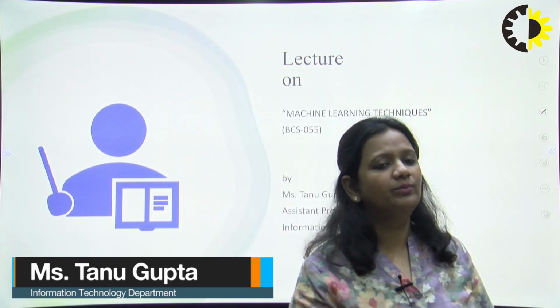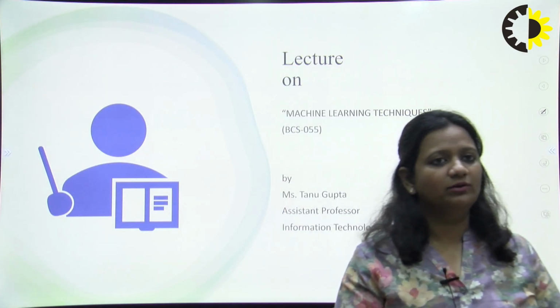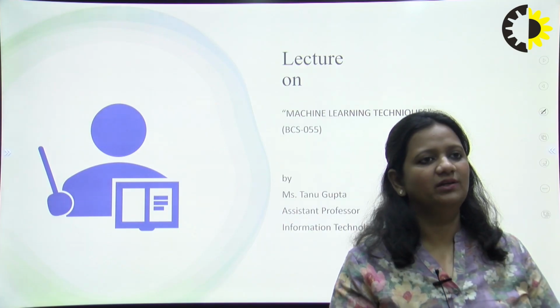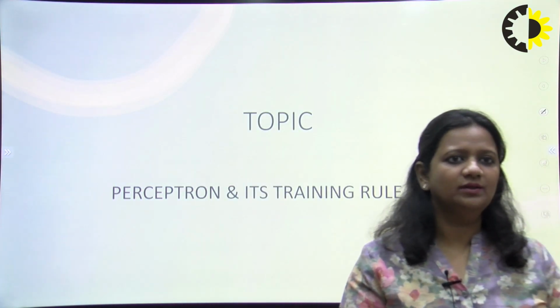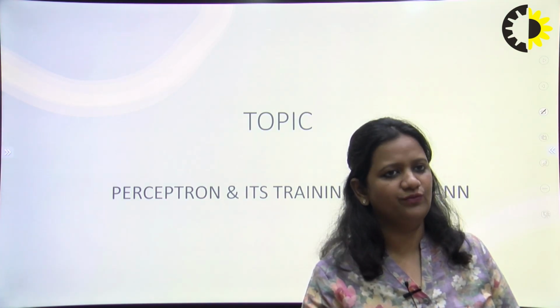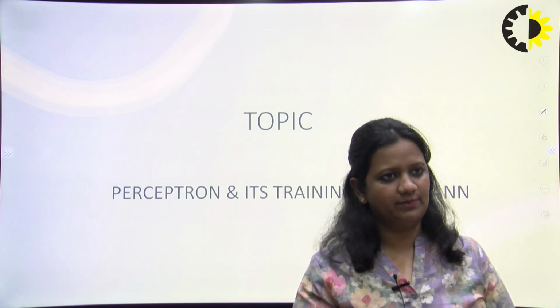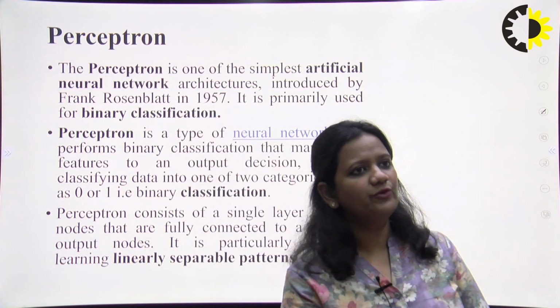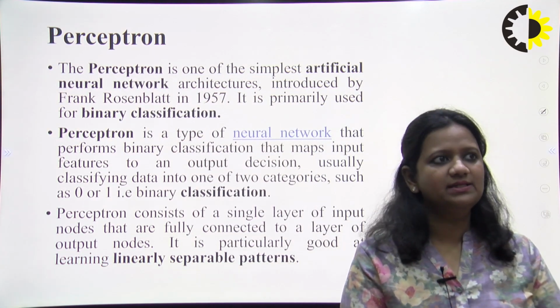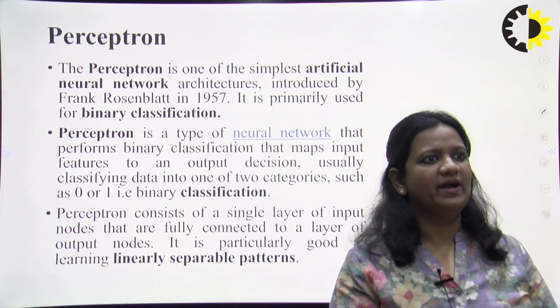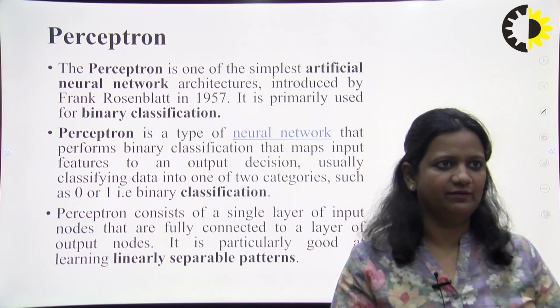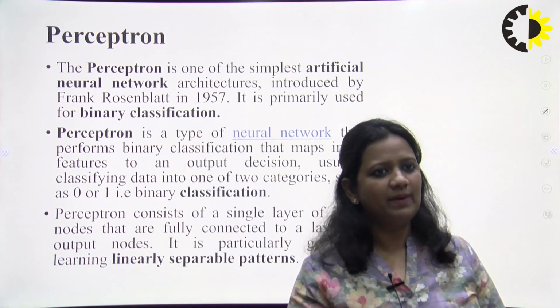Today I'm going to discuss a very important topic in machine learning, that is the Perceptron and its training rule in artificial neural networks. So first we understand what is a Perceptron. Perceptron is one of the simplest artificial neural network architectures, introduced by Frank Rosenblatt in 1957. It is primarily used for binary classification.